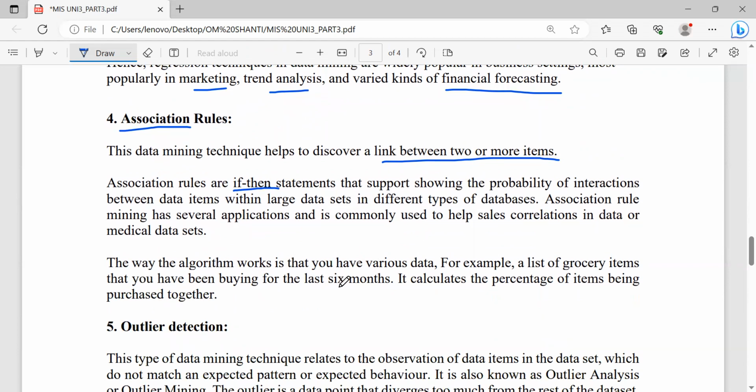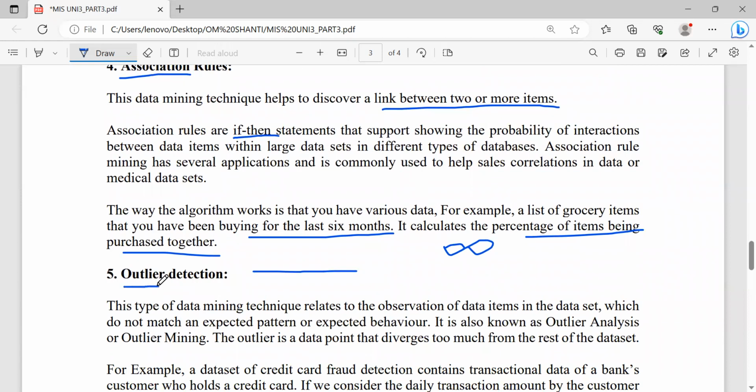The way the algorithm works is that you have various data, for example, a list of grocery items that you have been buying for the last 6 months. So this is the association rule. If you are buying grocery items together over the last 6 months, then the mining process helps. It calculates the percentage of items being purchased together. Suppose you are buying milk and bread together from the last 6 months, then this is an association rule.